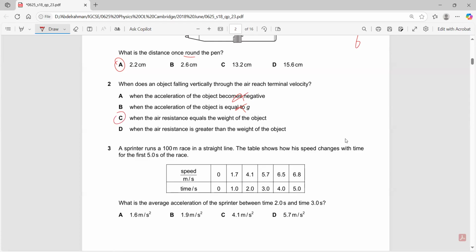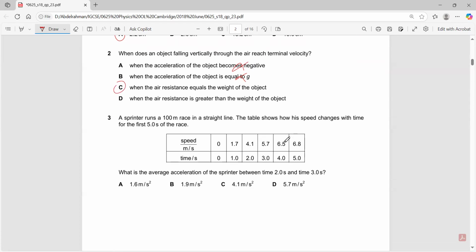A sprinter runs a 100-meter race in a straight line. The table shows how his speed changes with the time in the first 5 seconds of the race. What is the average acceleration between 2 and 3?